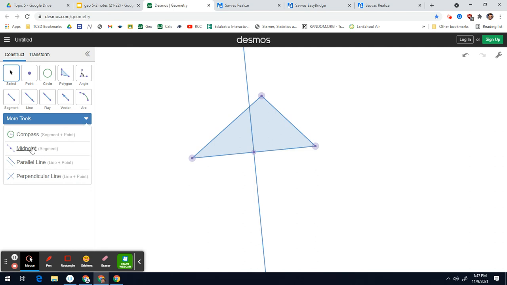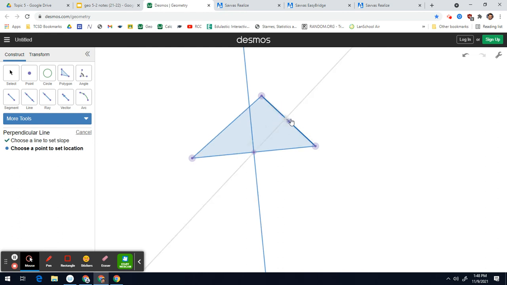I'll do the same thing: more tools, midpoint. I'm going to click this side over here, get its midpoint, and again, I'm going to do a perpendicular. So more tools, perpendicular, choose this side as the slope, and there we go.